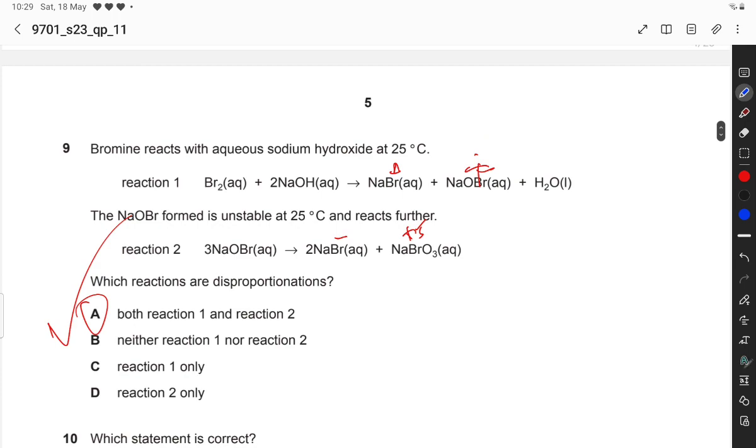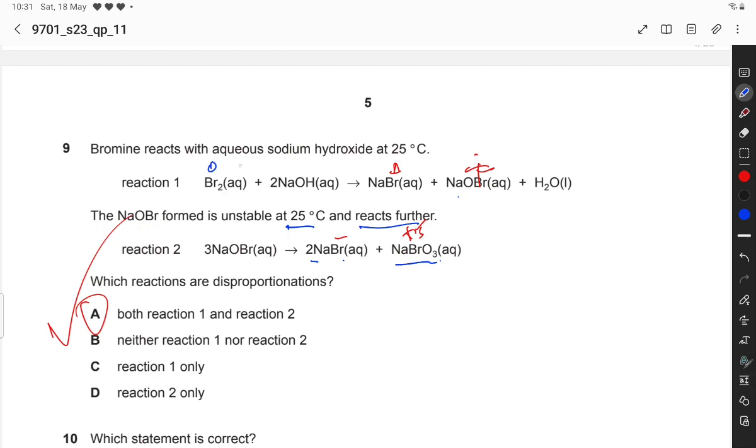Question number 9. Bromine reacts with aqueous sodium hydroxide at 25 degrees centigrade. Reaction 1: bromine plus sodium hydroxide forms NaBr, NaOBr plus H2O. The NaOBr is unstable at 25 degrees centigrade and reacts further. So this forms NaBr and NaBrO3. So which reactions are disproportionation reactions?